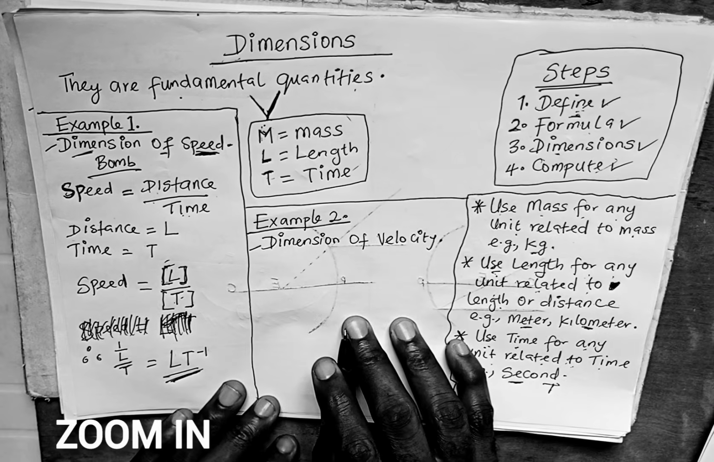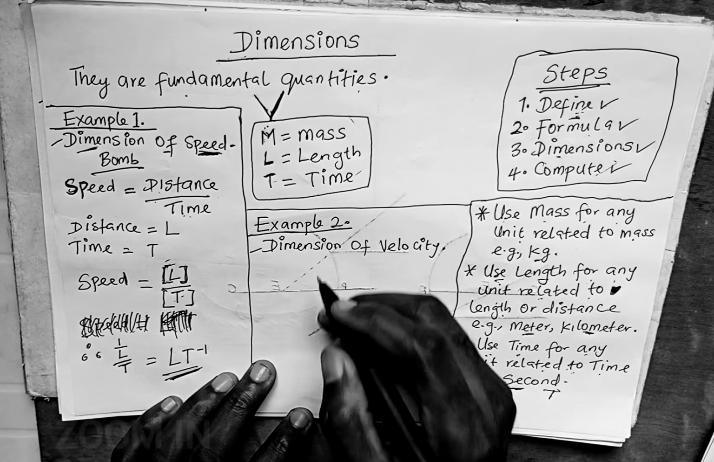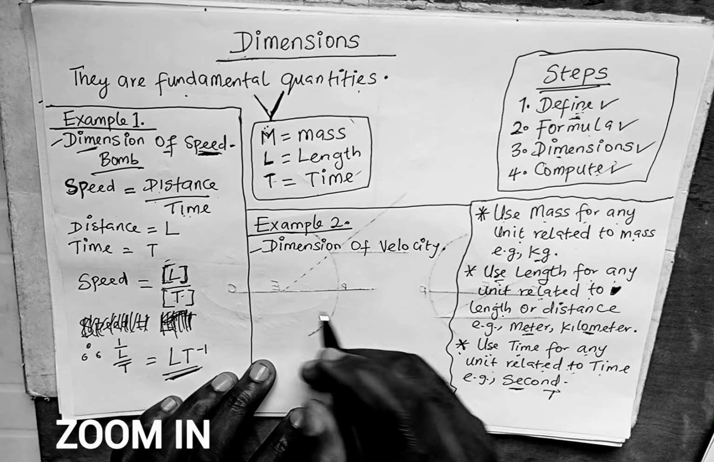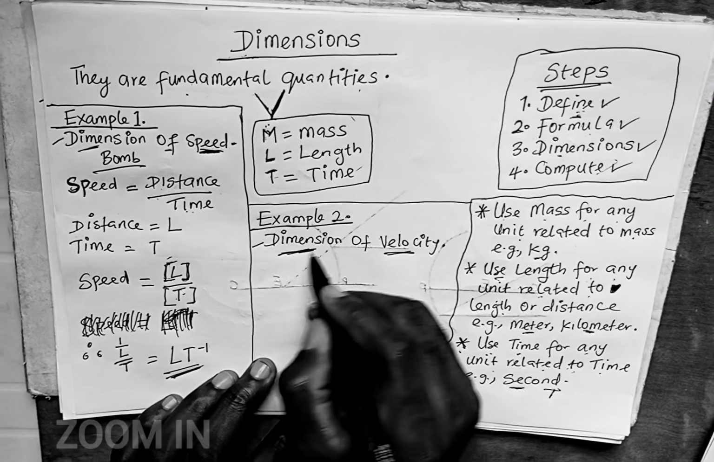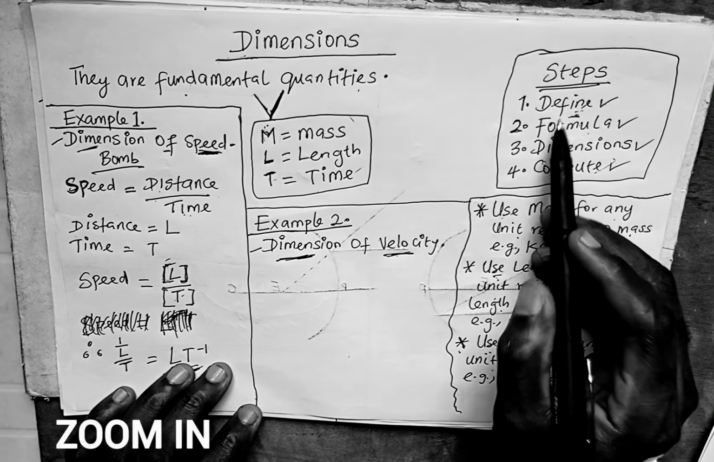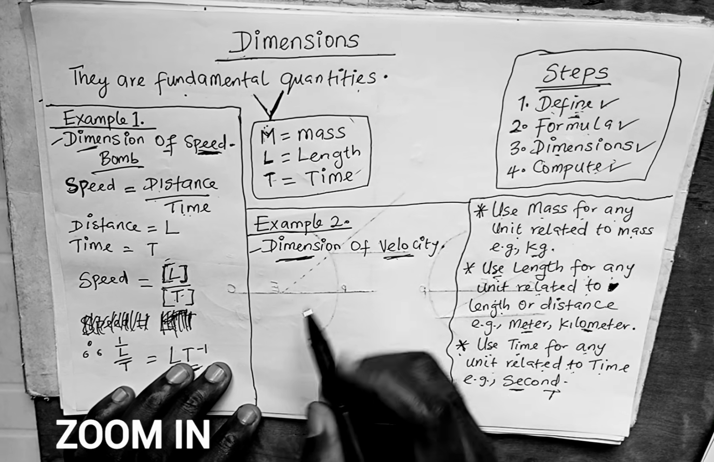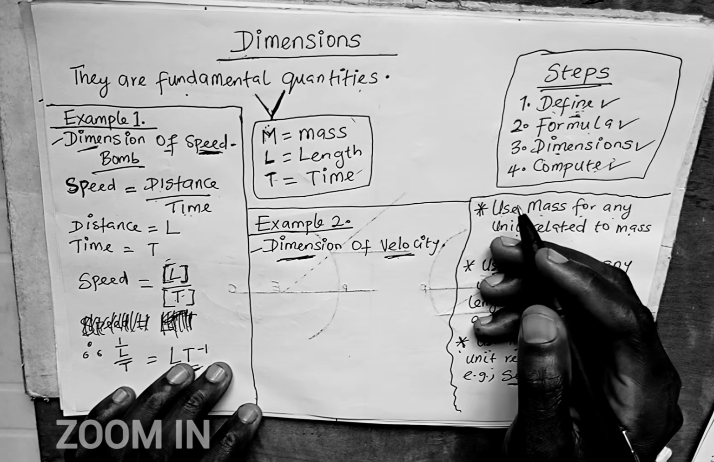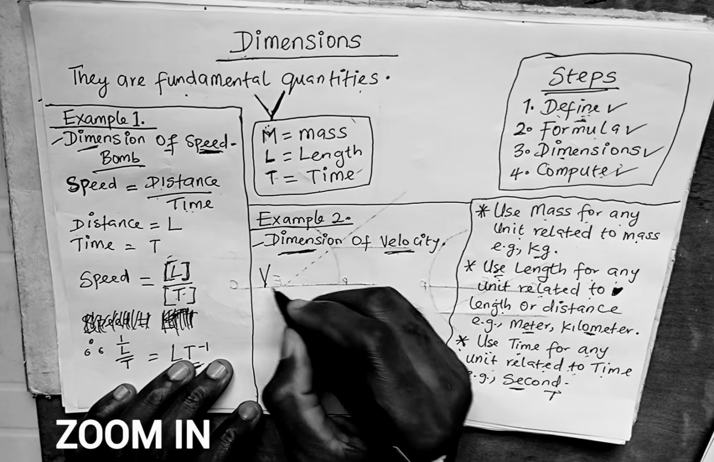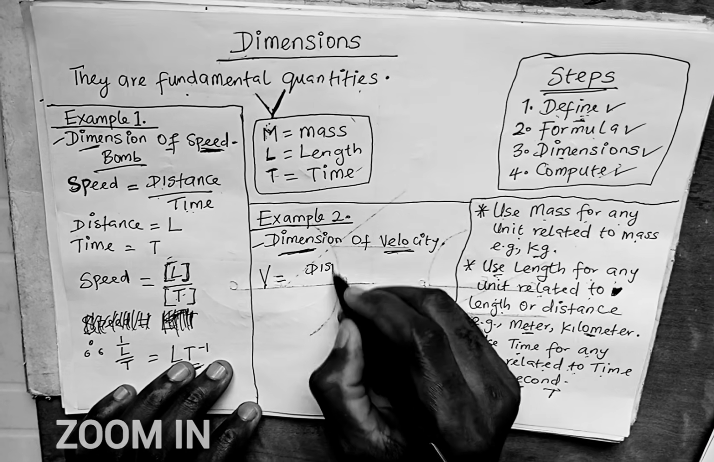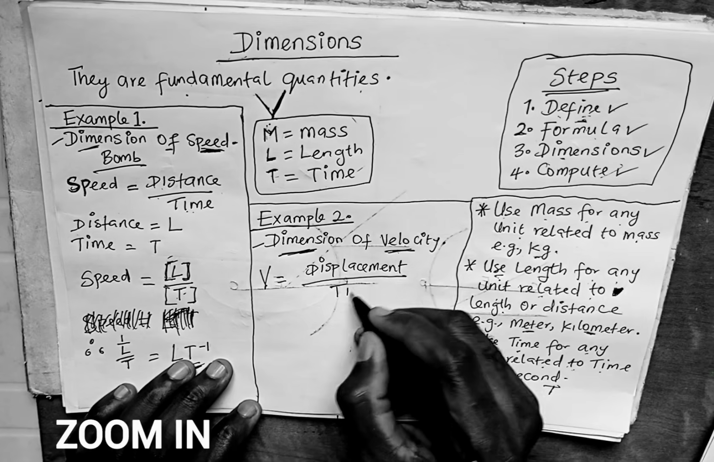Now, let's move over to example 2. Example 2 here is the dimension of velocity. It says find the dimension of velocity, and we are going to follow the first step. You define first. What is the definition of velocity? Velocity is the rate of change of displacement with time taken. So velocity V is equal to displacement over time.